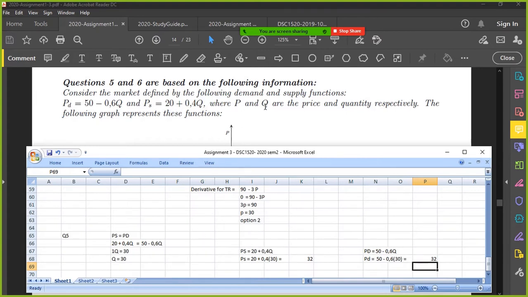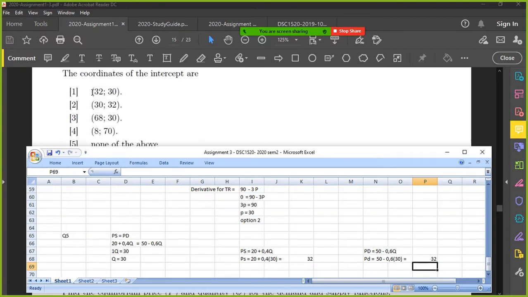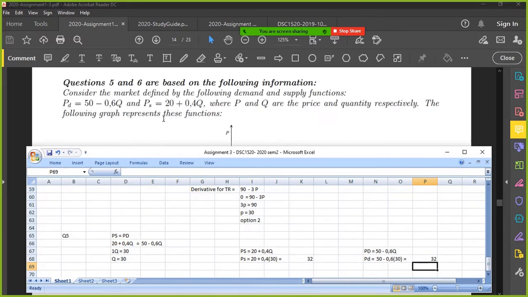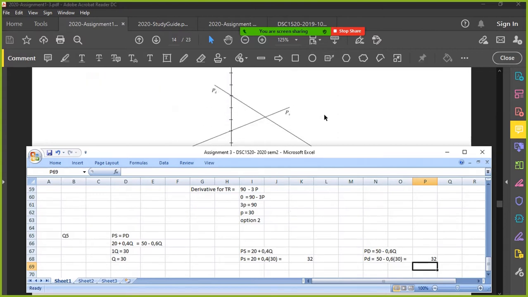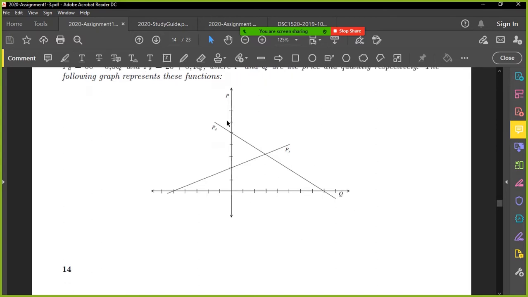All right, so let's see. What do we have here? The coordinates of the intercept. They gave it to you like this. Where's the P and Q? Let's see which is the independent variable and which is the dependent variable. Consider the market. Price for me would be the y-axis. Let's just check. Yeah, P is the y-axis. Q is the x-axis. Do you see that? Yes. So there's the y-axis, there's the x-axis. Q is the x-axis, so it'll be Q and then P. Do you see that?